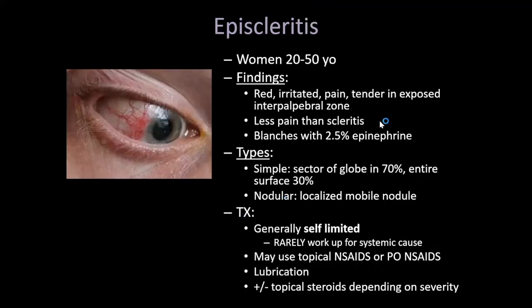Episcleritis, common in women between 20 and 50 years, presents as a red, irritated, tender area in the exposed interpalpebral zone. It's not as painful as scleritis, and blanches with epinephrine. So we have various types based on clinical presentation. You have the simple type, then we have the nodular type. It's generally self-limiting, and rarely do they need any systemic workup and intensive treatment with anti-inflammatory agents.